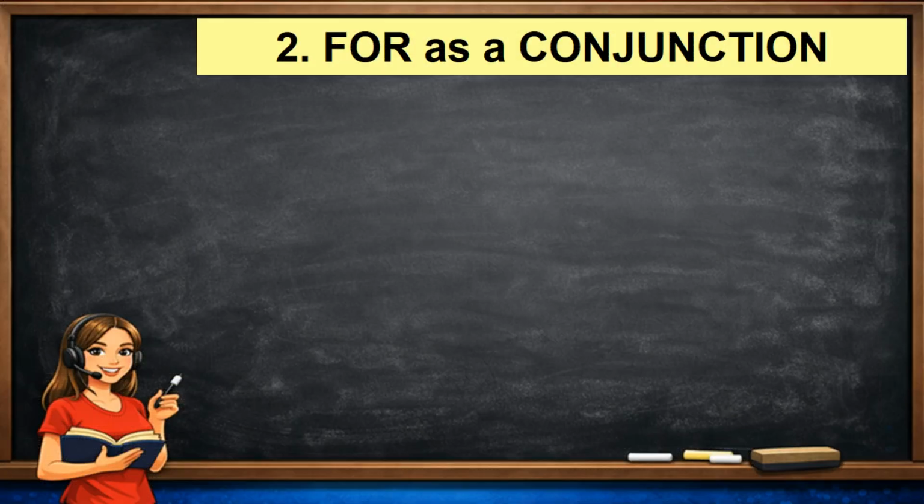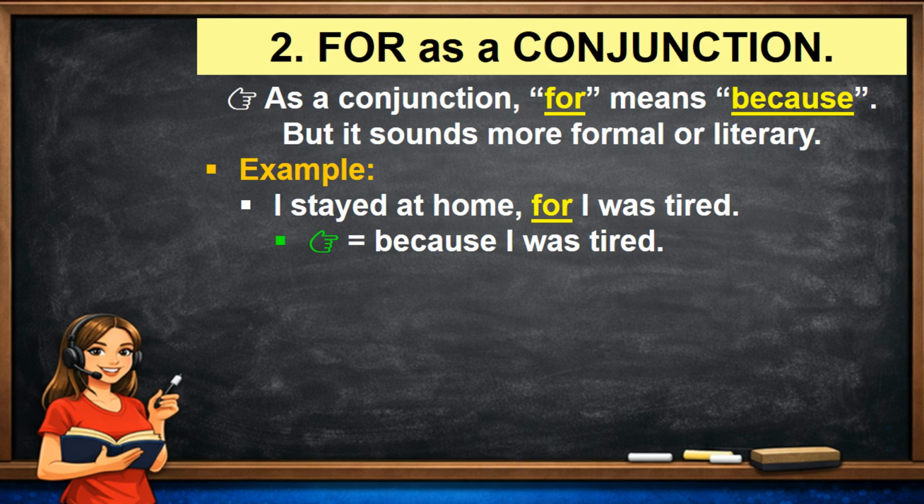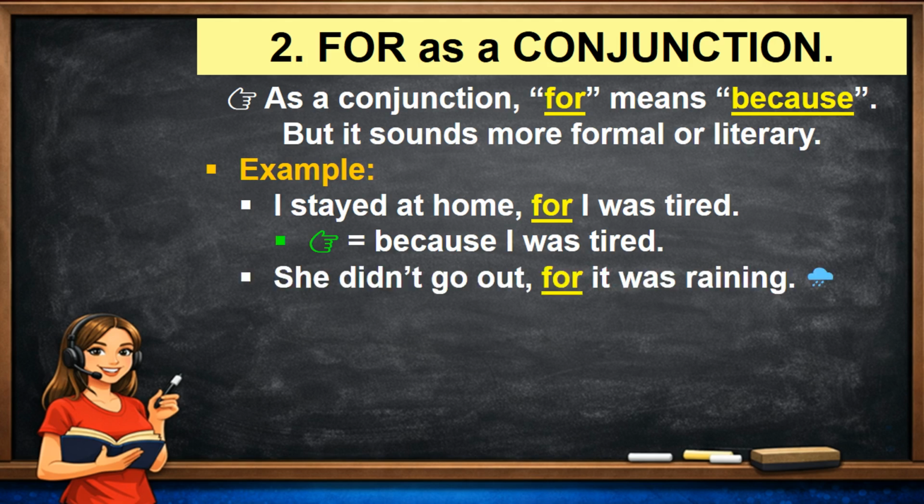2. For as a conjunction. Now let's level up. As a conjunction, for means because, but it sounds more formal or literary. Example, I stayed at home for I was tired. See, in this sentence, for means because I was tired. Another example, she didn't go out for it was raining.